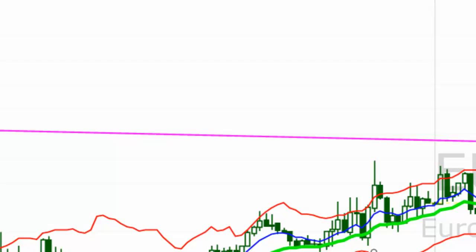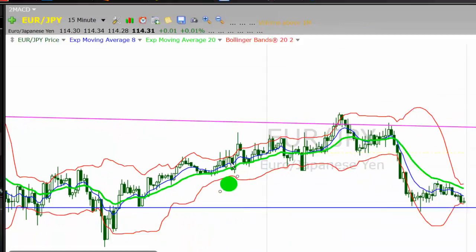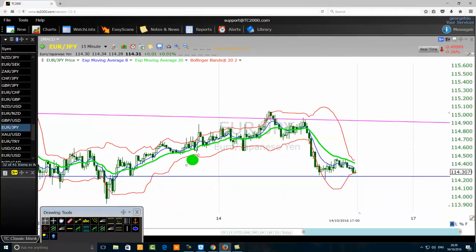All right, but if I can't see that he crossed it, I know that it's still above it. That's what I want you to do. So for this bullish signal, you can see that the 8 is clearly above the 20. Yes or no? But the price tries to touch the lower part of the Bollinger Band 20 on the 15-minute time frame.